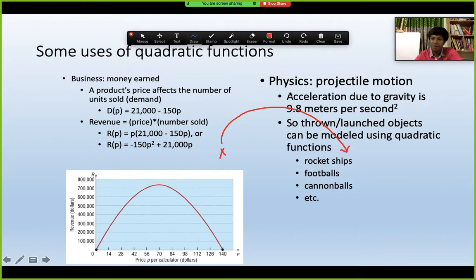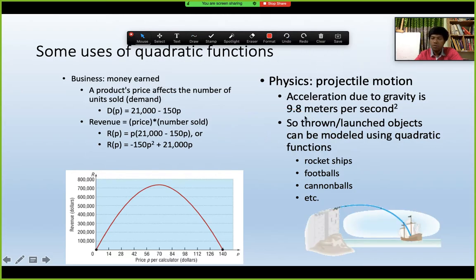Actually, these are the graph of the quadratic function, and anything that gets this graph, you can analyze it by quadratic function, which is rocket shapes, footballs, cannonballs, etc. All of them you can model by a quadratic function, and you can use your knowledge of quadratic functions to analyze that new situation.